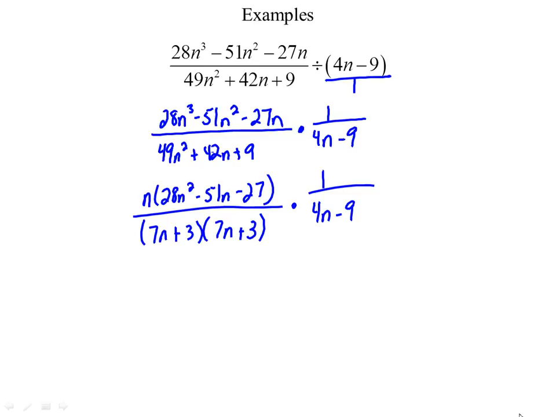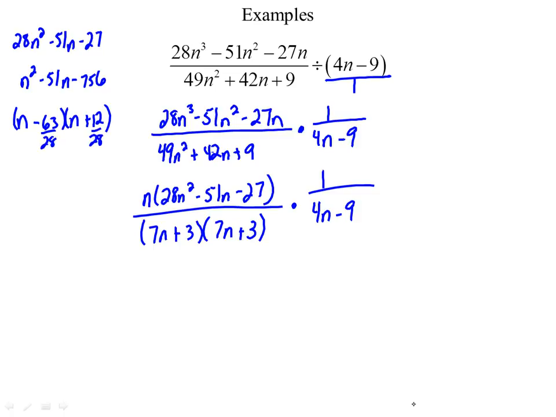Okay, let's go off to the side and work on this ridiculously huge trinomial. So if we multiply 28 times negative 27, seriously, you're going to get what? And then we'll have n minus 63 and n plus 12, because the signs have to be different. So let's divide a 28 back out.